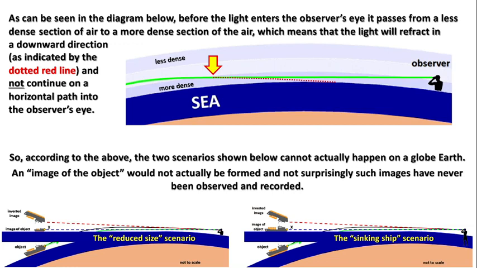As can be seen in the diagram below, before the light enters the observer's eye, it passes from a less dense section of air to a more dense section of air, which means that the light will refract in a downward direction as indicated by the dotted red line, and not continue on a horizontal path into the observer's eye. So according to the above, the two scenarios shown below cannot actually happen on a globe Earth. An image of the object would not actually be formed, and not surprisingly, such images have never been observed and recorded.